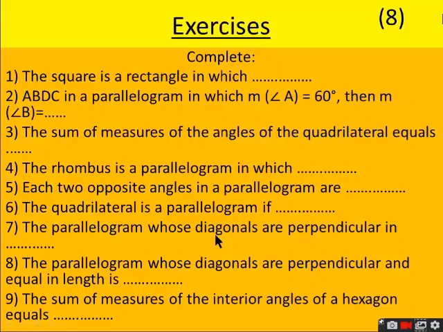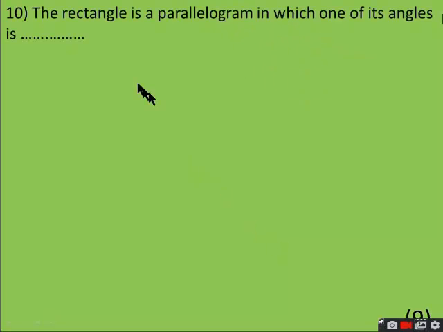The parallelogram whose diagonals are perpendicular is a rhombus. The parallelogram whose diagonals are perpendicular and equal in length is called a square. The sum of the measures of the interior angles of the hexagon, where hexagon means 6 sides, equals 6 minus 2, times 180, which equals 720. The rectangle is a parallelogram in which one of the angles is right.